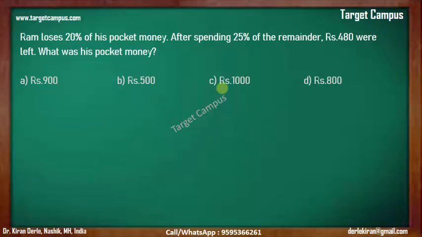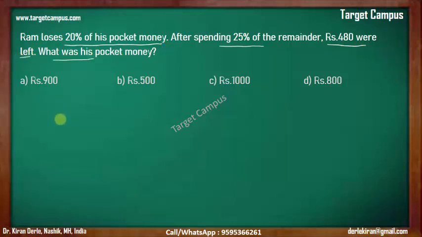Let's move ahead. Ram loses 20% of his pocket money. So what is remaining is 80%. After spending 25% of the remainder, rupees 480 were left. What was his pocket money?